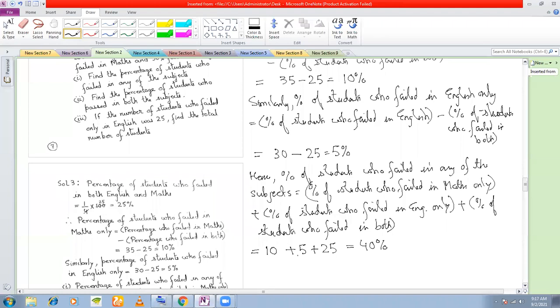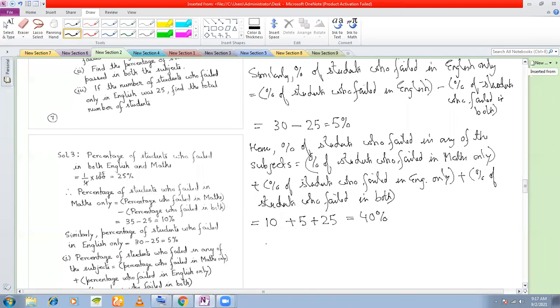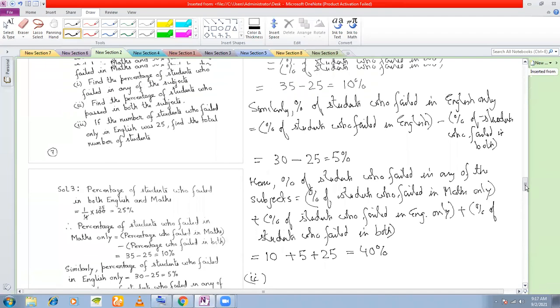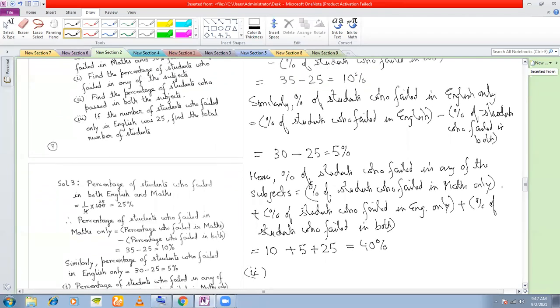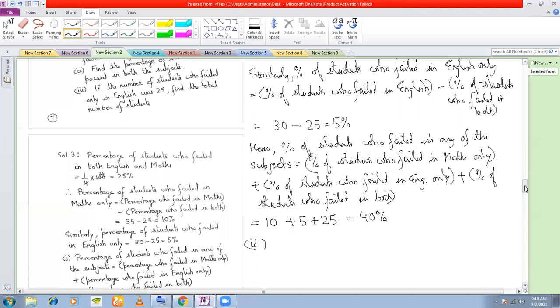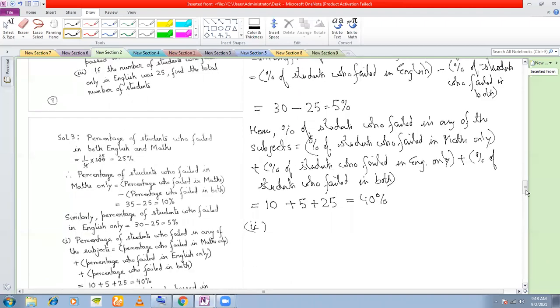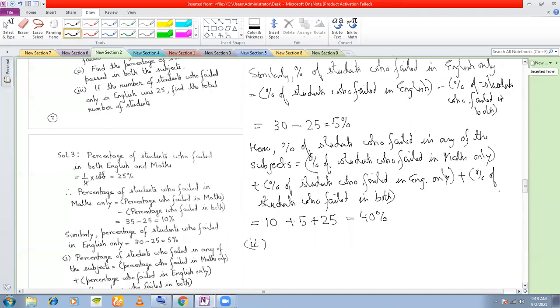40% failed in any of the subjects. Okay, this 40% means they either failed in English, or they failed in maths, or they failed in both the subjects. That answers the first part of the question. Look at the next part of the question, number 2. It states, find the percentage of students who passed in both the subjects. So what should be the percentage of students who passed in both the subjects?